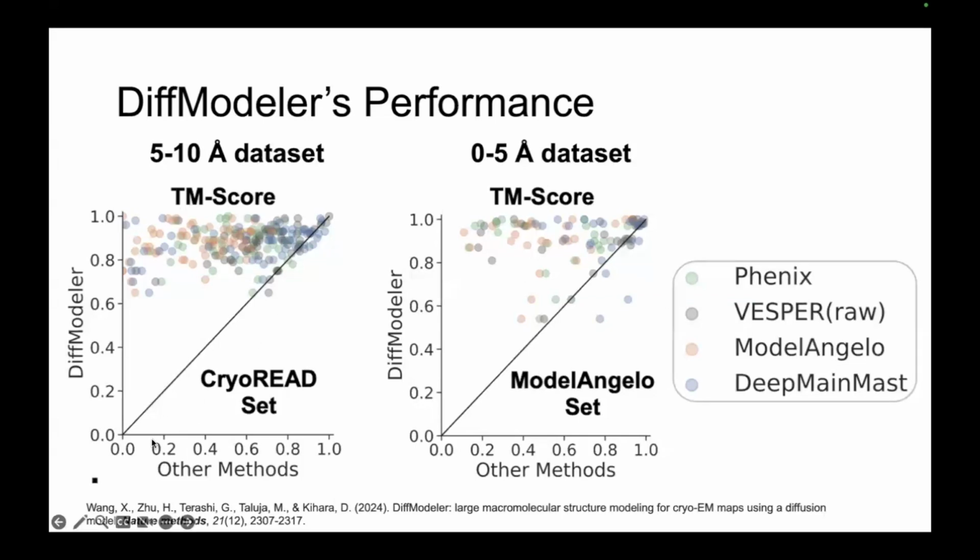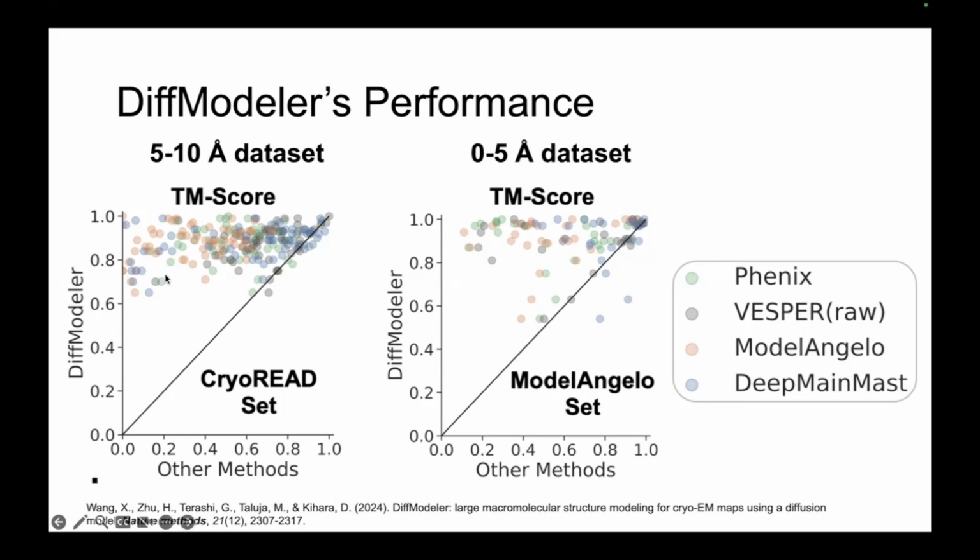So as we can see, the x-axis is other methods, the y-axis is the DiffModeler performance. In almost all cases, DiffModeler achieved better results, higher TM scores. Interestingly, the rigid body fitting part is the same, but the input map is different. DiffModeler uses the diffusion model enhanced map, then DiffModeler Vespa uses the original map.